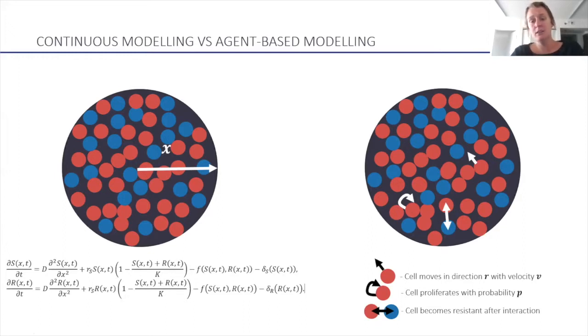In addition, instead of considering just a transfer rate between the resistant populations, you might have that cells need to actually physically interact for resistance to occur. So you might need a susceptible cell or a red cell of this phenotype to interact with a blue phenotype cell to then change its resulting phenotype. So this is a summary or a brief example of the differences that you can see between continuous models and agent-based models.